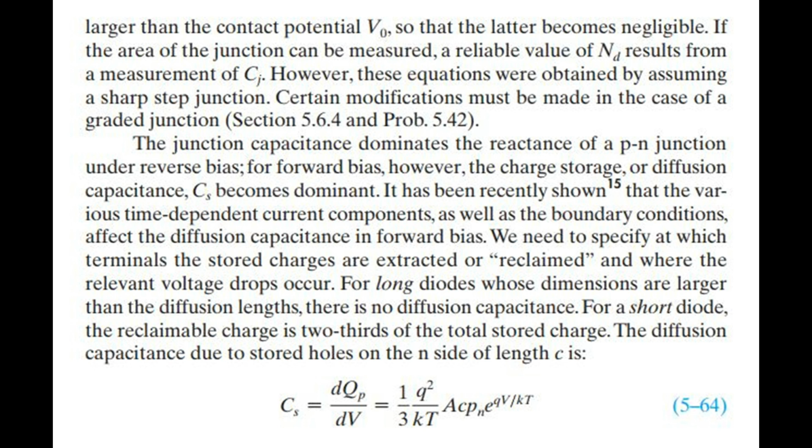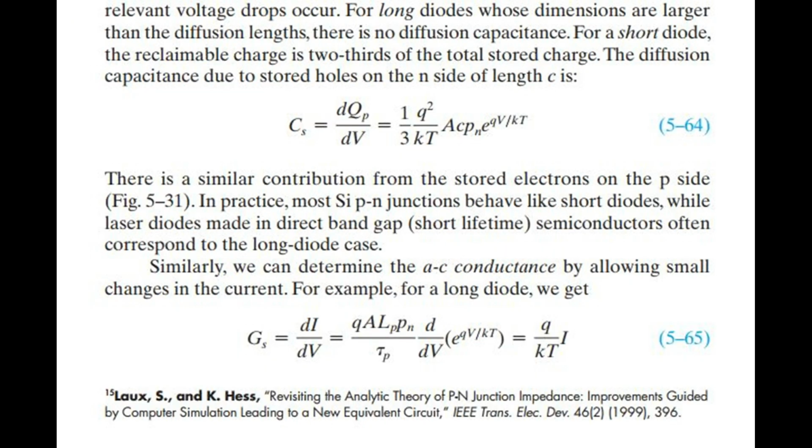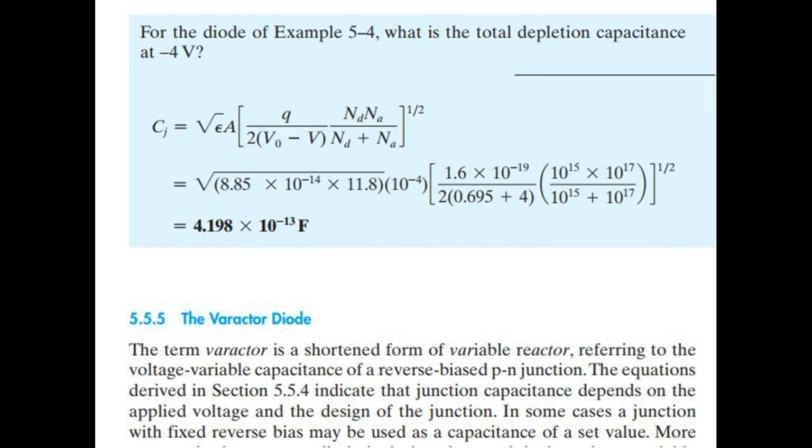The diffusion capacitance due to stored holes on the N side of length L is. There is a similar contribution from the stored electrons on the P side, Fig 5.31. In practice, most silicon PN junctions behave like short diodes, while laser diodes made in direct bandgap, short lifetime, semiconductors often correspond to the long diode case. Similarly, we can determine the AC conductance by allowing small changes in the current. For example, for a long diode, we get. For the diode of example 5.4, what is the total depletion capacitance at 4 volts?